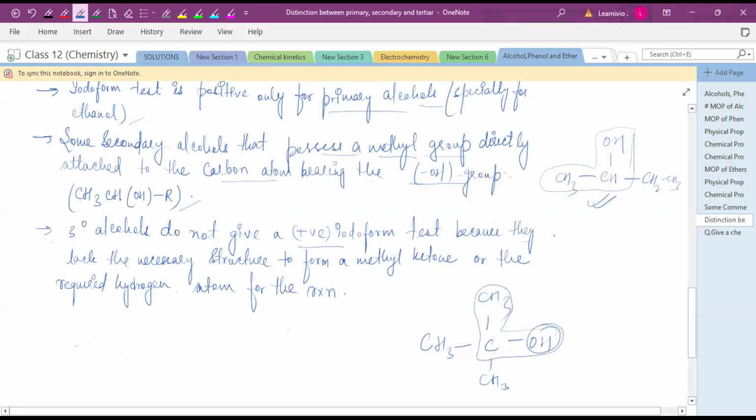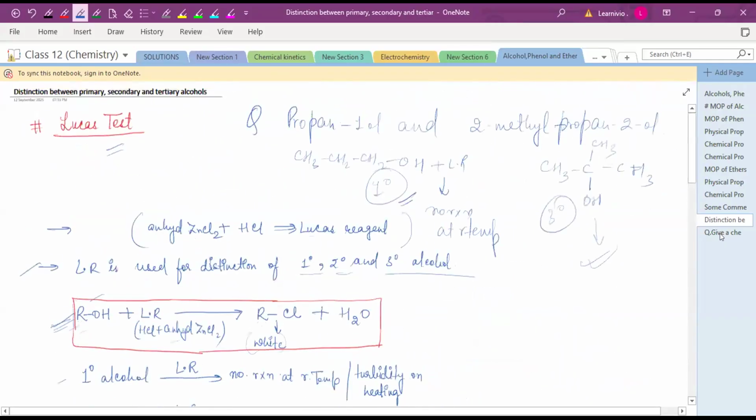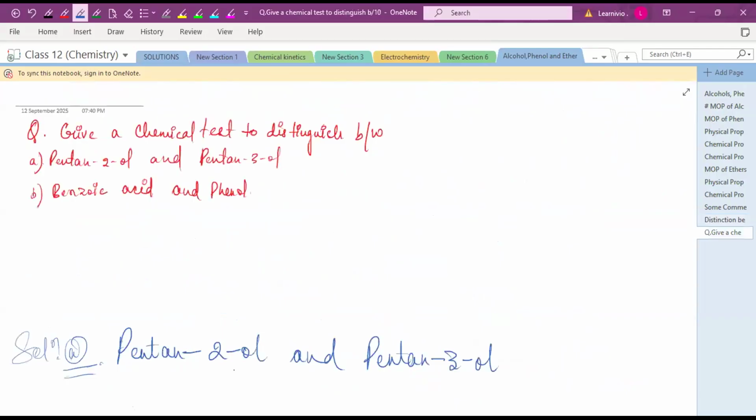So you can distinguish between primary, secondary or tertiary alcohols. Suppose this tertiary alcohol is given, and the other is this one. How will you distinguish between these two? By the iodoform test. This one will give the iodoform test, but this will not. That's how you can distinguish between these. Okay, the last one. Now let's do some questions, and after this we will complete this chapter.